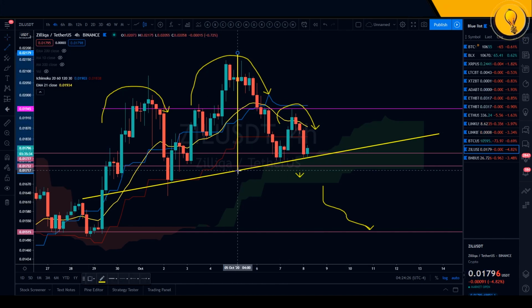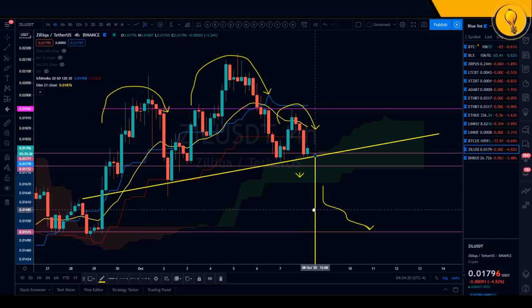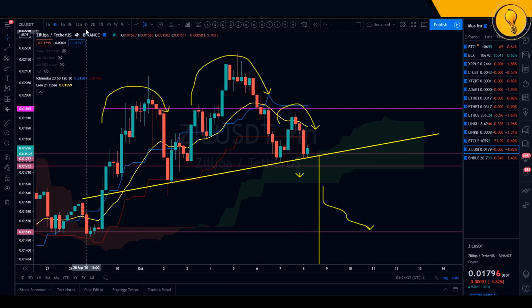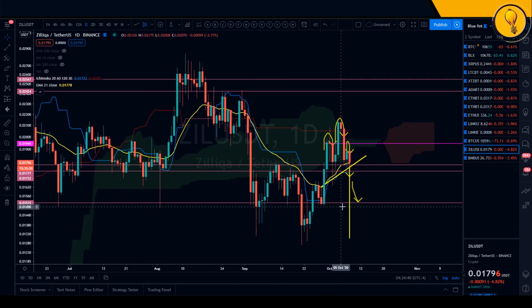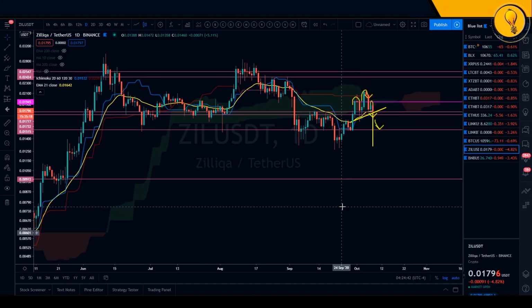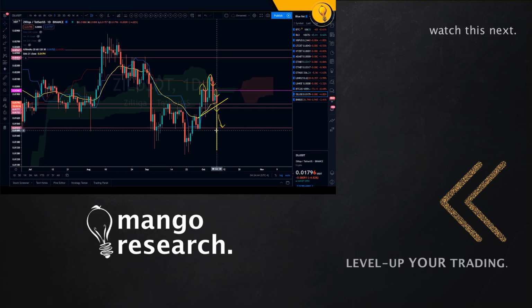I usually take it from the wicks because even when I draw in the neckline, I am accounting for the wicks. So say we break somewhere here. Okay, I'm going to get onto the daily. That would take ZIL USDT all the way down to 0.013 cents, essentially testing these wick lows right here. Okay, now that's personally what I will be looking for. It's going to be an if this then that situation. The more important thing on this chart here right now, guys, is that we are currently sitting on weekly support.